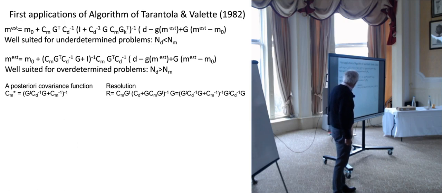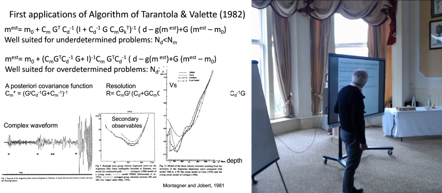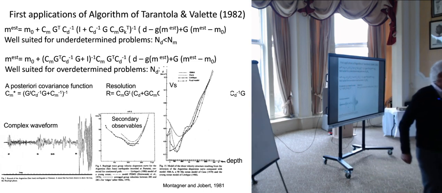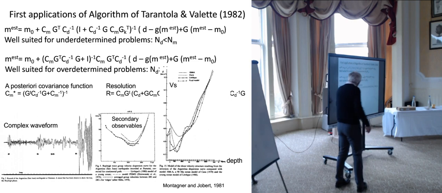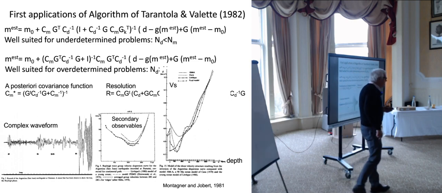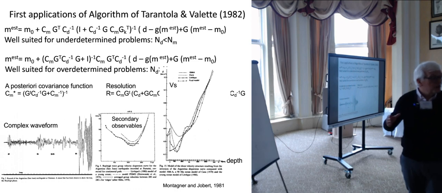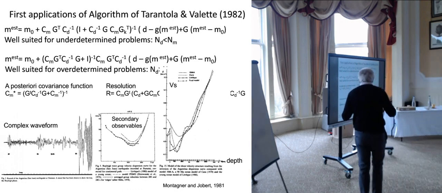I calculated the a posteriori covariance function and the resolution for quasi-linear problems. And I said, oh, yeah, but we cannot invert the complex waveform. At that time, it was too complicated. That's an example of earthquake data. But we can invert very easily. We had the computational power to solve problems with not too many independent parameters.